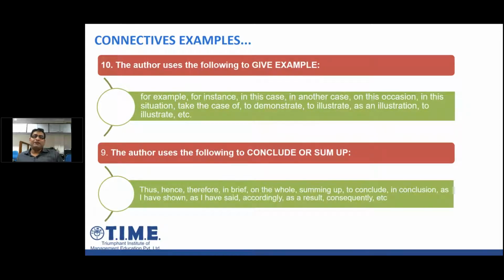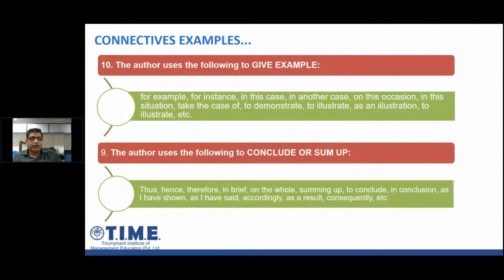The author may also give examples, and for that he has to use certain words like, for example, for instance, in this case, in another case, etc. Okay, now what do these tell us? If the author is saying, for example, blah blah blah, you immediately understand that the example sentence should come after the point sentence. So point is followed by example, not the other way around. So you should use this also to identify the crucial link and then establish overall links of the sentences.